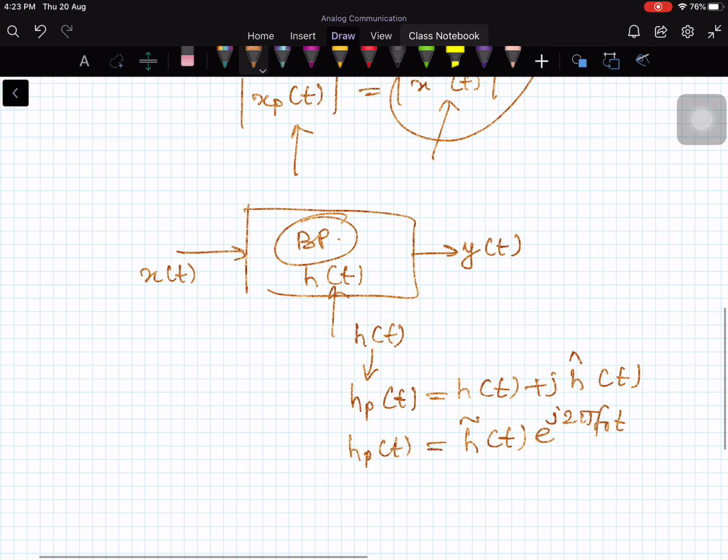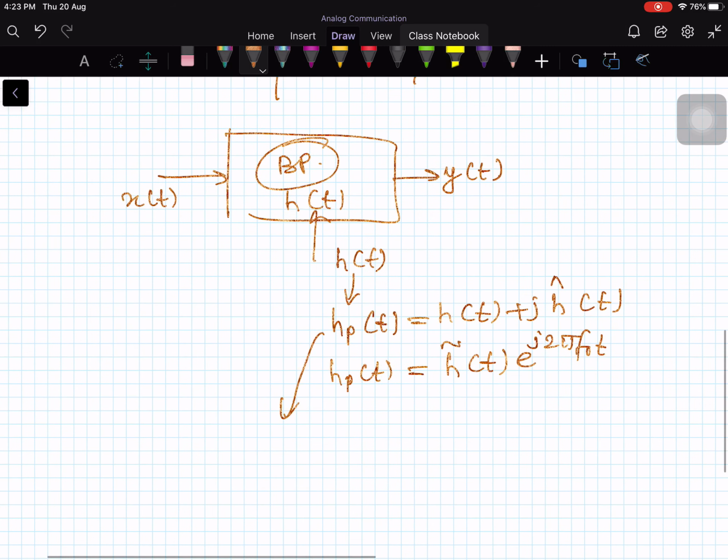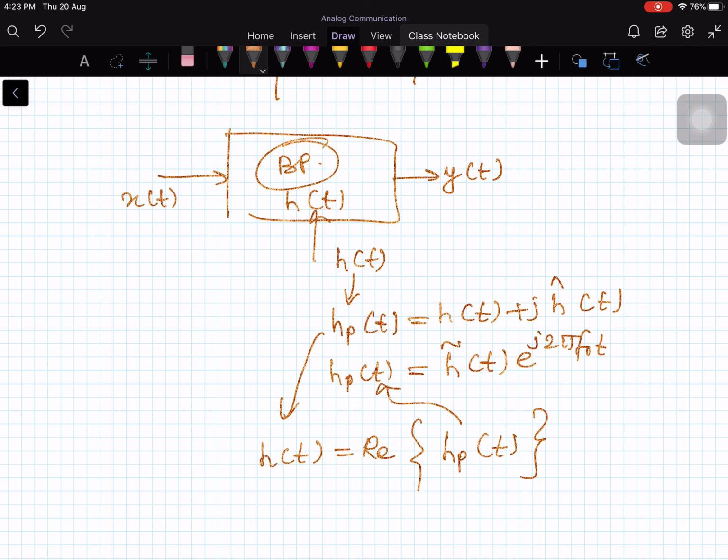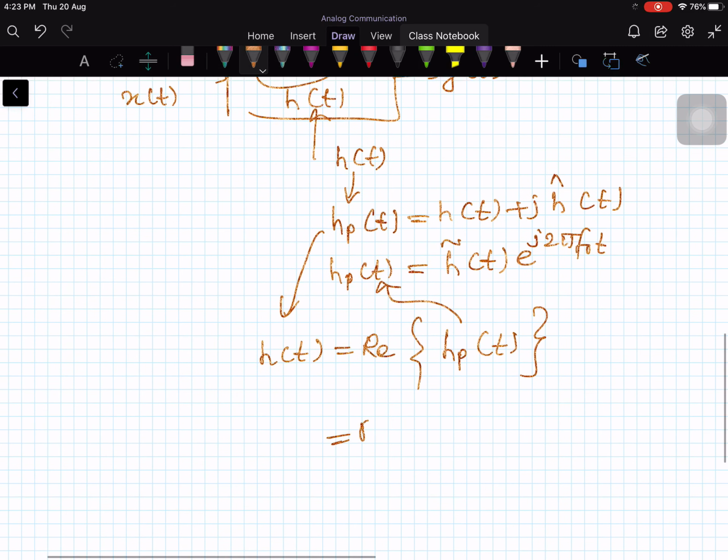Now one can ask a question, how can I get back h of t from this hp of t? So h of t is equal to the real part of hp of t. What is hp of t? hp of t is given here. So real part of h tilde of t times e to the j2 pi f naught t. What is h tilde of t? It is the low pass, let's say, impulse response.